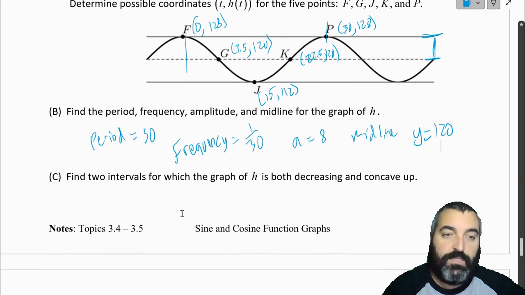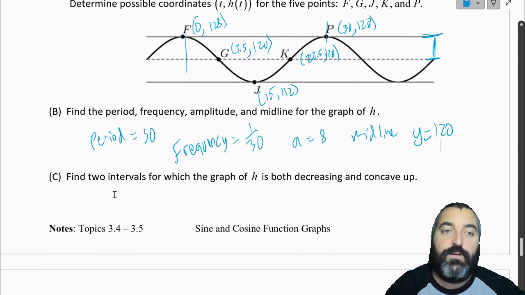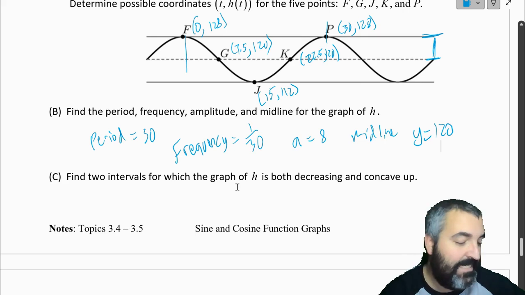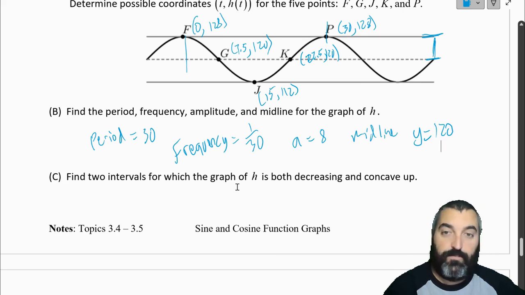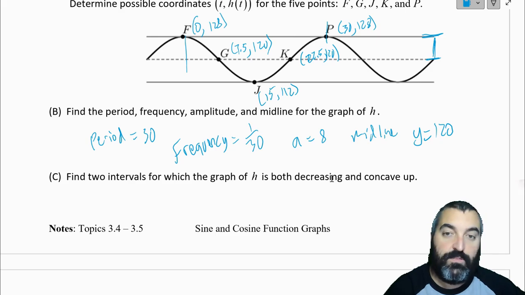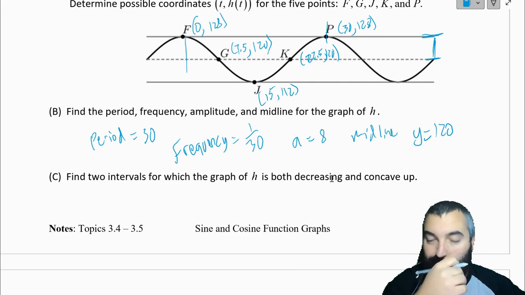All right, so then part C, which is another question that could be asked along with the ones that we covered in 3.1: find two intervals for which the graph of h is both decreasing and concave up. So we want decreasing, so we want it going down, but we want it concave up, so we want where the values are decreasing at an increasing rate.